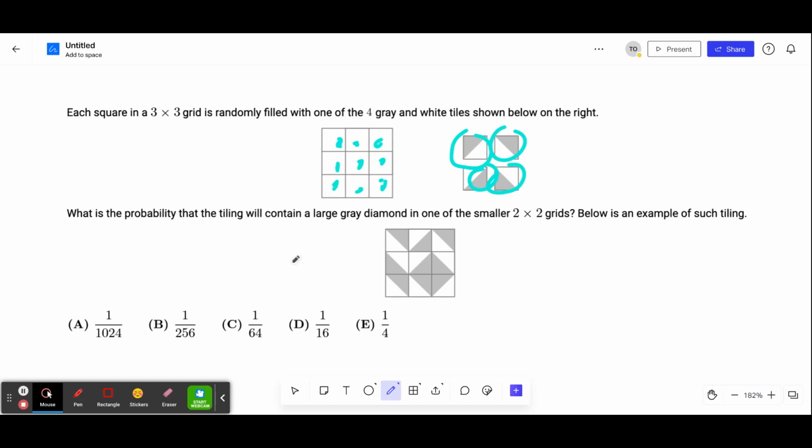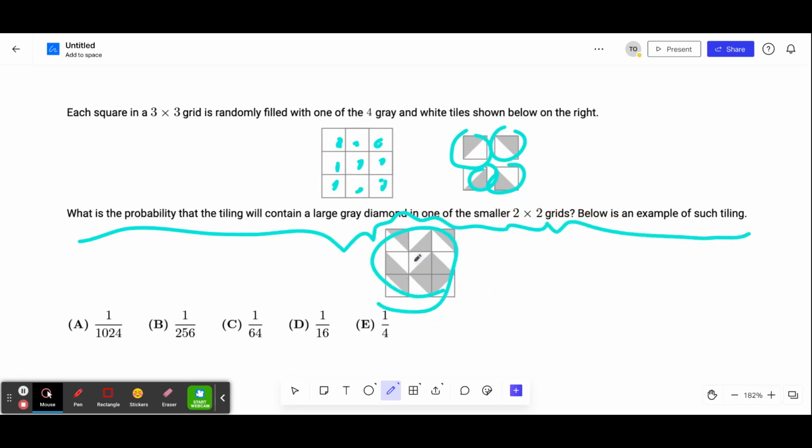What is the probability that the tiling will contain a large gray diamond in one of the 2 times 2 squares? Below is an example. So as you can see, the diamond is right here, and the rest can be whatever they want.